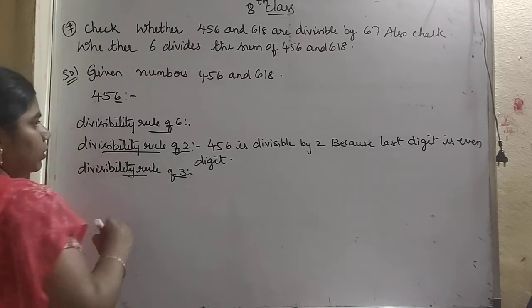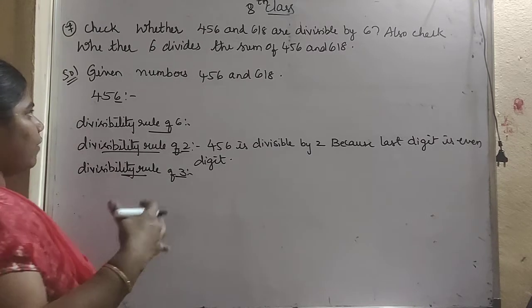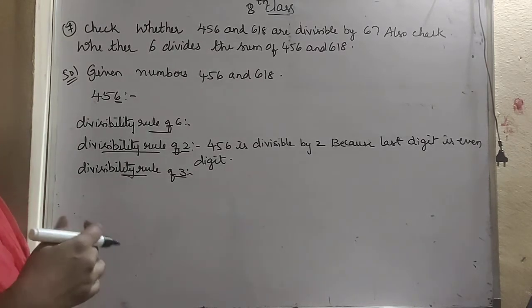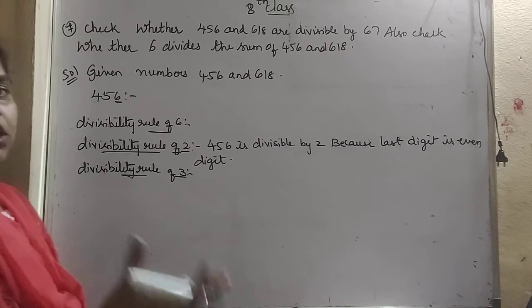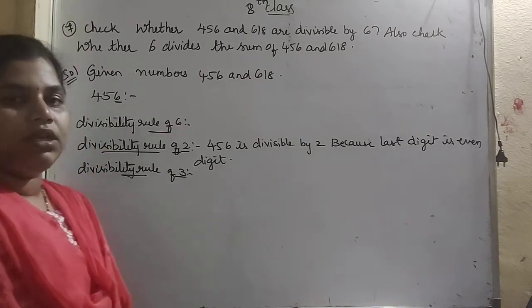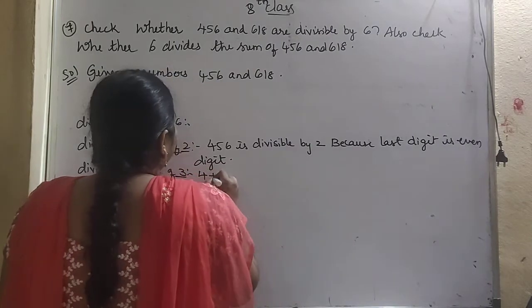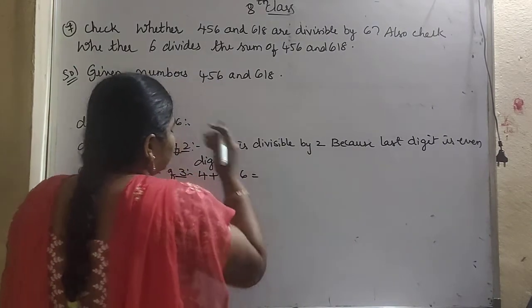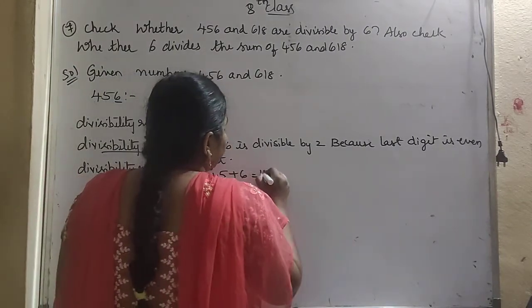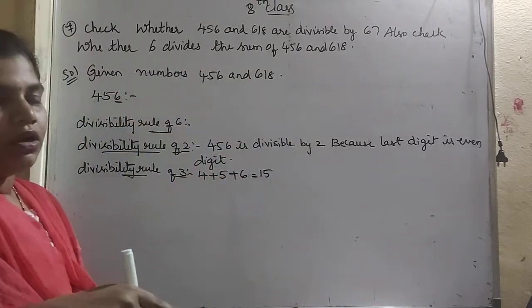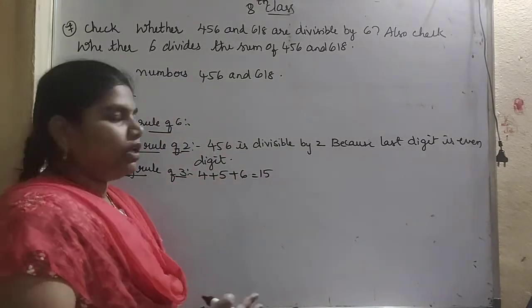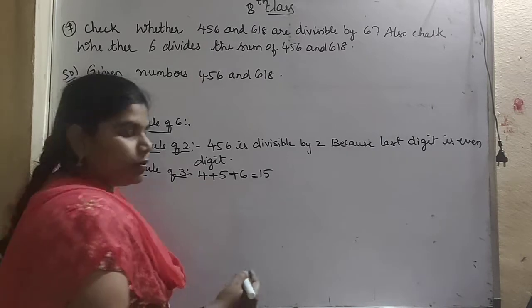So what is the divisibility rule of 3? The sum of all digits. We have to add all the digits, and if the sum is a multiple of 3, the whole number will also be divisible by 3. So here 4 plus 5 plus 6 equals 15. 15 is a multiple of 3, so this value will also be divisible by 3.